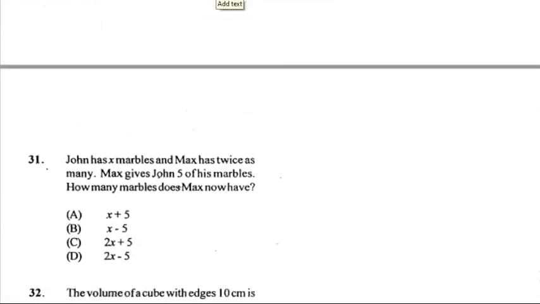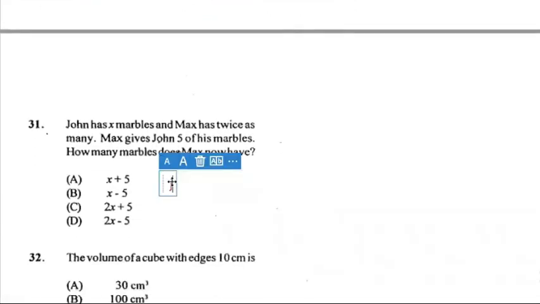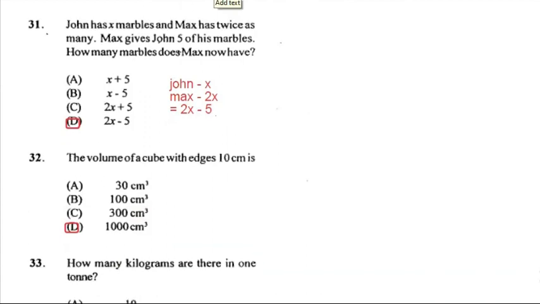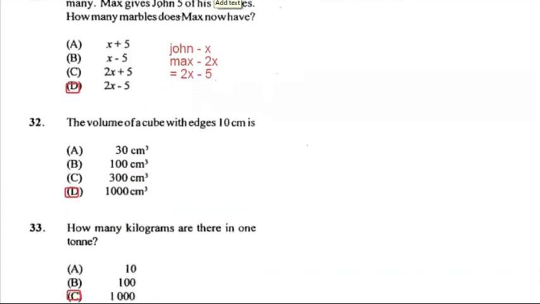So 31. John has X marbles, and Max has twice as many. So it would be 2 times X. And now Max gave John 5 of his marbles. So how many marbles does Max now have? So it is 2x, which he originally had, and he gave away 5. That is 2x minus 5, and for 31, D is our answer.